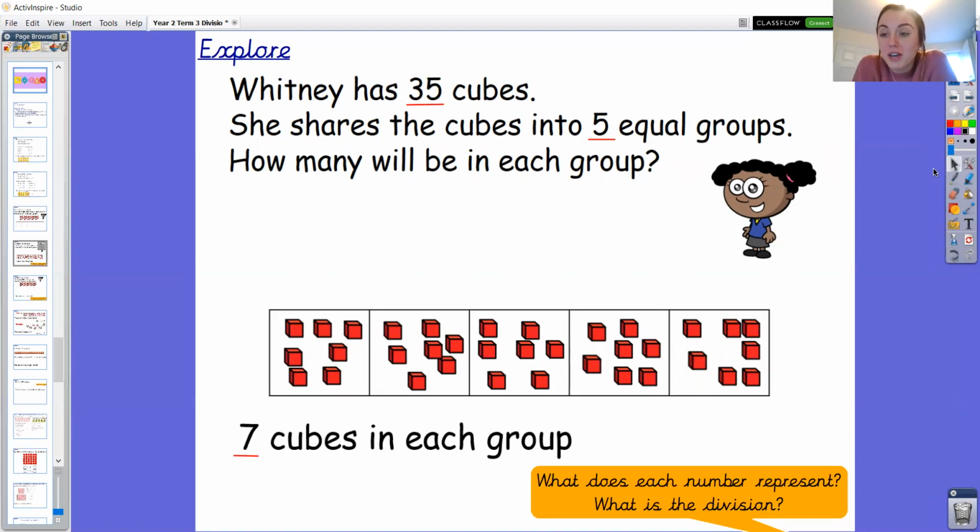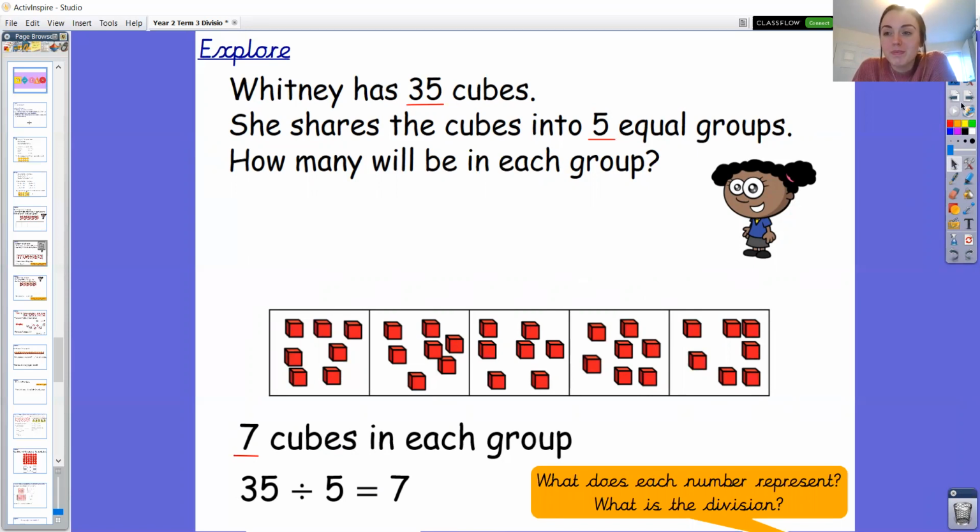Well done, Year Two. So 35 is the whole amount. It's the amount of cubes altogether. The number 5 represents the number of equal groups. So we have 1, 2, 3, 4, 5 equal groups. And the number 7 represents the number of cubes inside each group. So our division is 35 divided by 5 equals 7. Should we say it together? 35 divided by 5 equals 7.